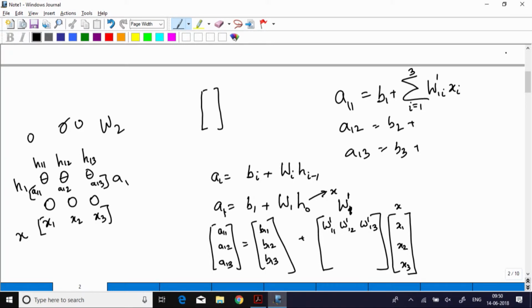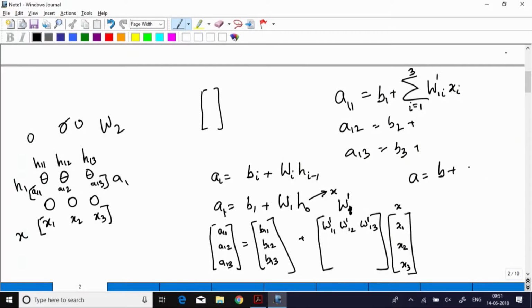This whole thing, can I write it as a single matrix operation? So what do I have? I have a vector is equal to a vector plus a matrix into a vector. Is that fine? So can I write the whole thing as A is equal to B plus W into X? Okay? And in general, in this case it was A1 is equal to B1 plus W1 into H1 minus 1, right? So that's H0. Is everyone fine with this?